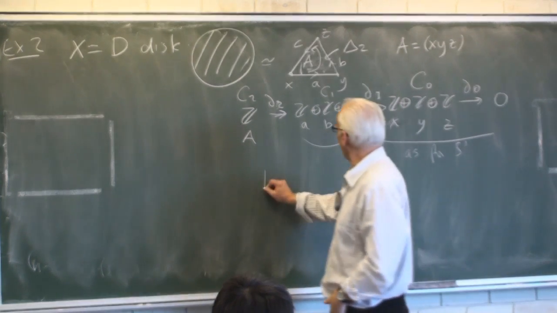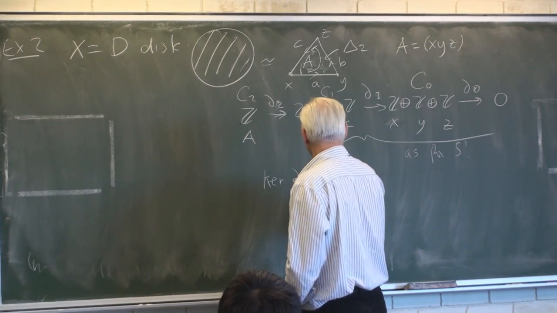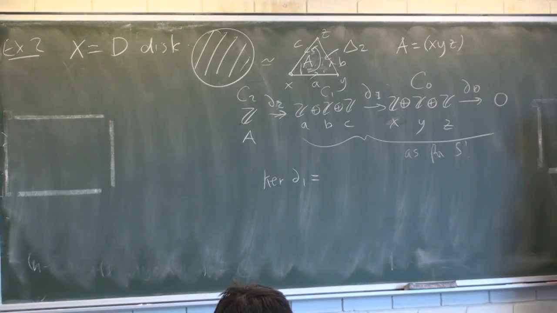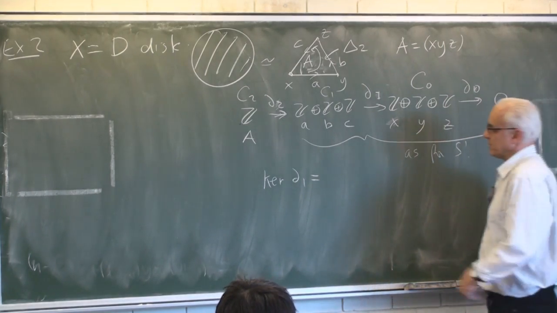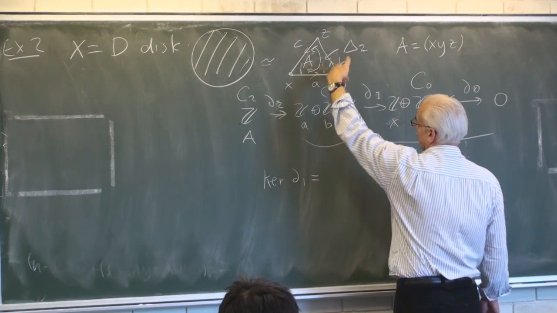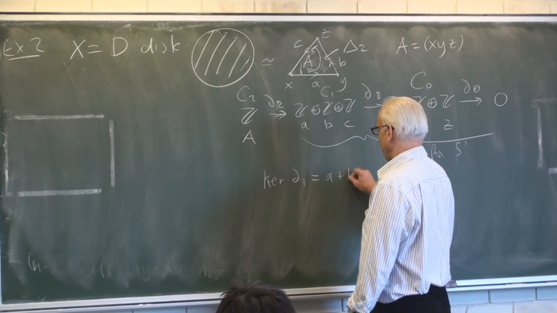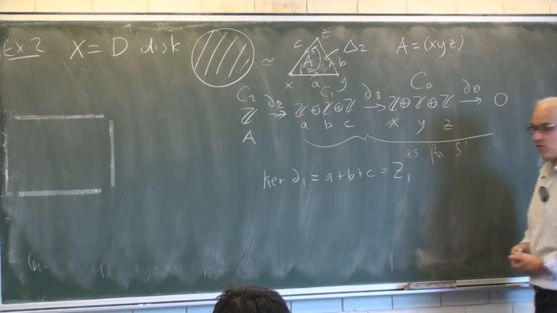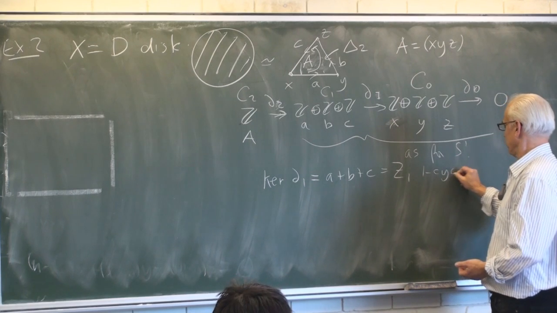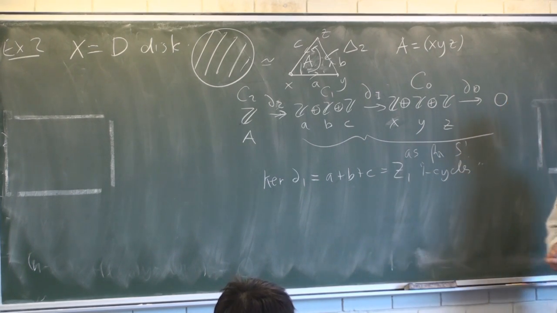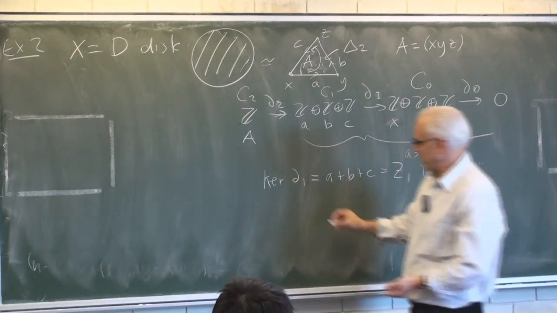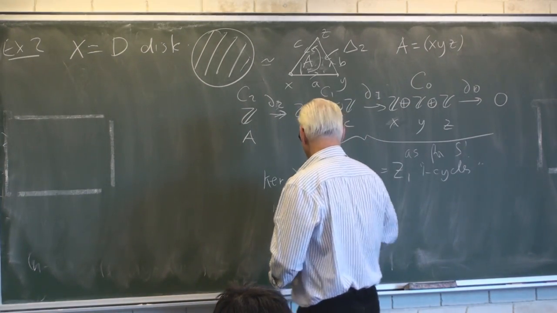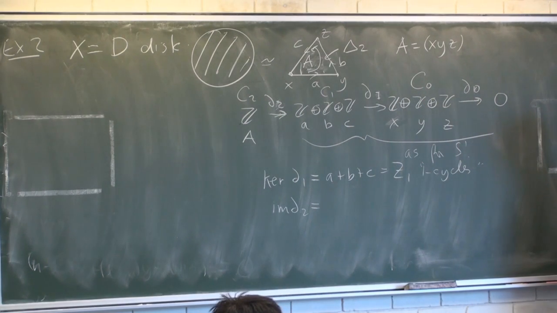Okay, what did we compute the kernel of delta 1 to be? So when we apply the boundary of A, remember we got y minus x and so on. So the kernel of delta 1 was A plus B plus C. That was the group that we're calling Z1, the group of cycles, of 1 cycles. Now the image of delta 2 is not necessarily going to be 0. In fact, it's not going to be 0. So we have to look, what is the boundary of A?